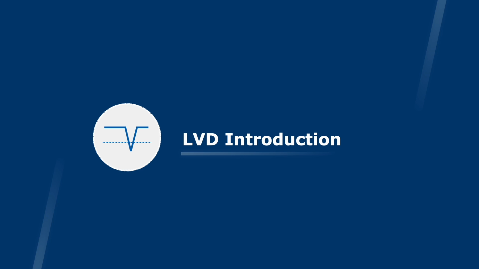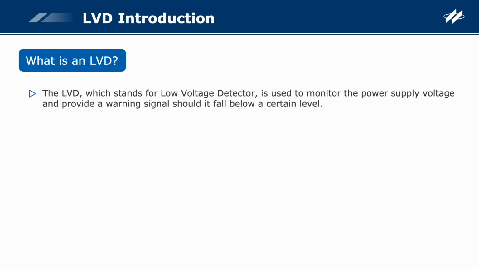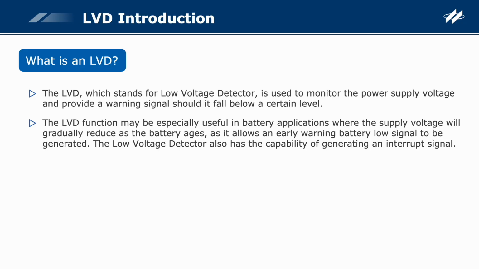LVD Introduction. What is an LVD? The LVD, which stands for low voltage detector, is used to monitor the power supply voltage and provide a warning signal should it fall below a certain level. The LVD function may be especially useful in battery applications where the supply voltage will gradually reduce as the battery ages, as it allows an early warning battery low signal to be generated. The low voltage detector also has the capability of generating an interrupt signal.